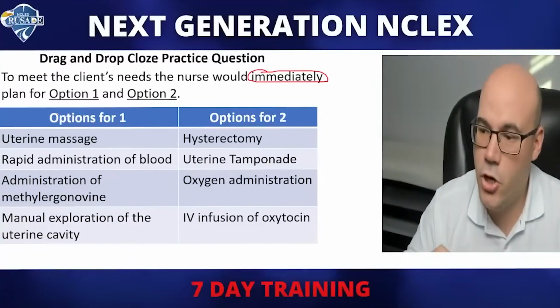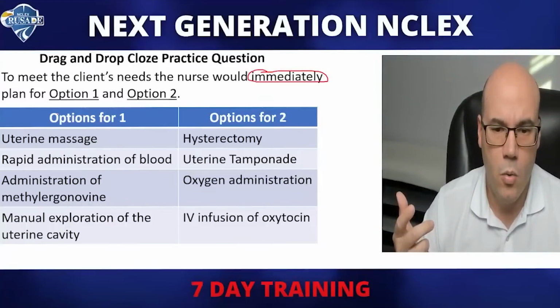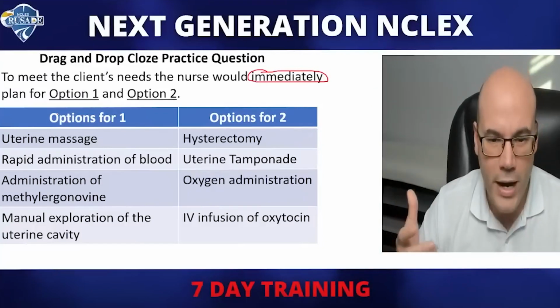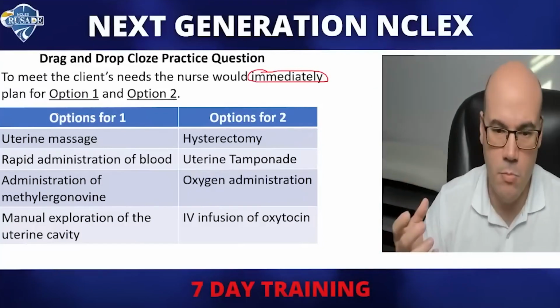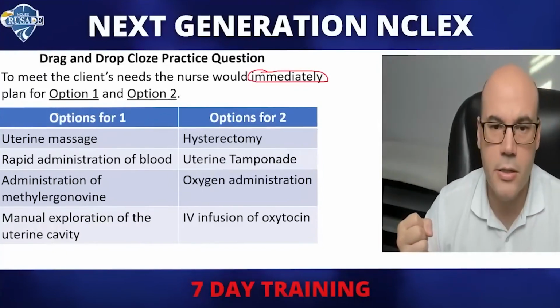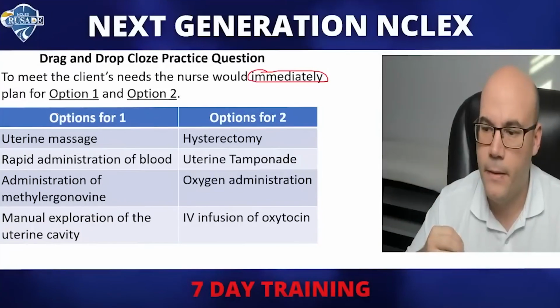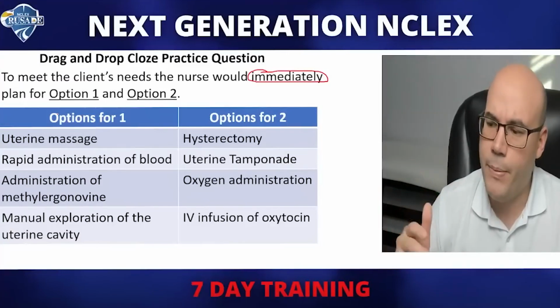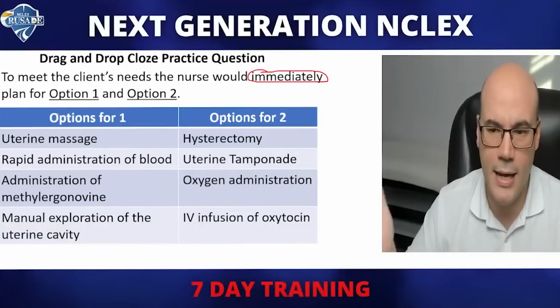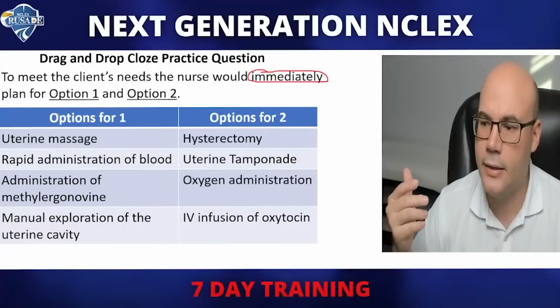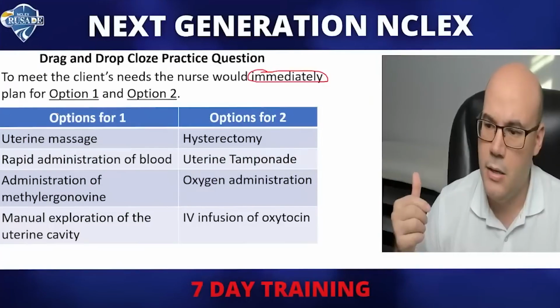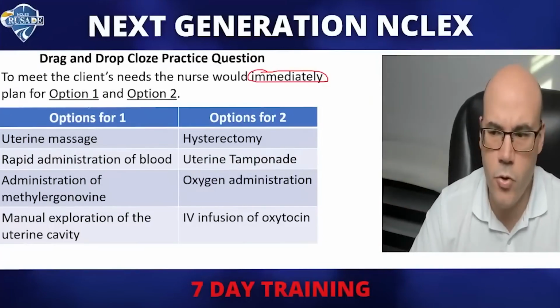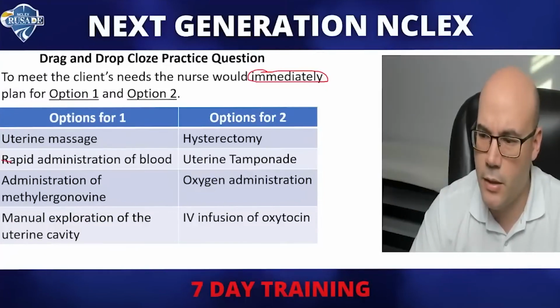So, answer number 1, uterine massage. Will that help with this possible uterine atony? Would it help with that bleeding to massage the uterus and help the patient with the bleeding? So answer number 1 is a possible answer. Answer number 2, rapid administration of blood. Well, there's no indication in the clinical scenario that the hemoglobin was checked. There's no information about blood typing. So there's no need for doing a rapid administration of blood. So this one we can eliminate.